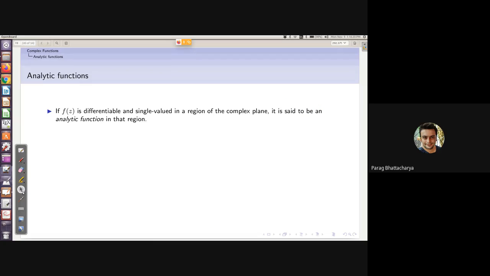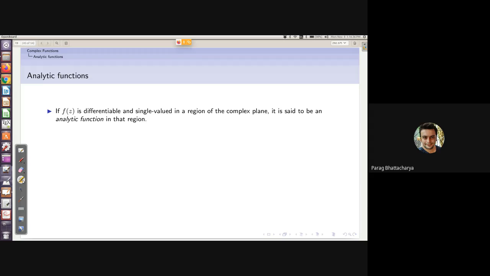Okay, so the Cauchy-Riemann conditions will help us now to understand what an analytic function is. So what is an analytic function? You all are probably aware of analytic functions. You would have probably done this in your BSc course. So an analytic function is basically this.